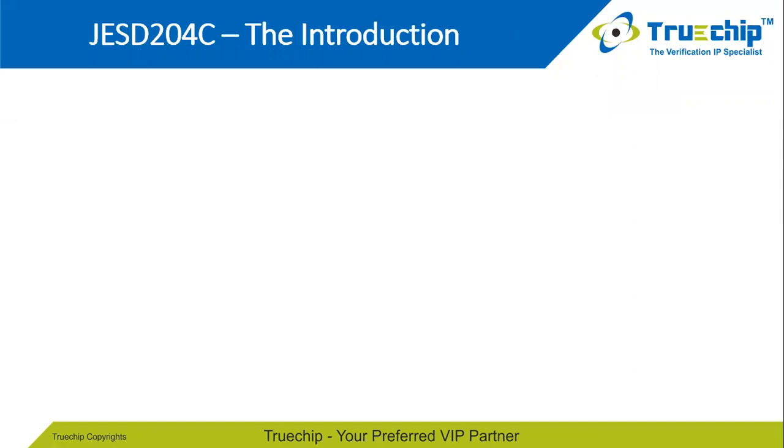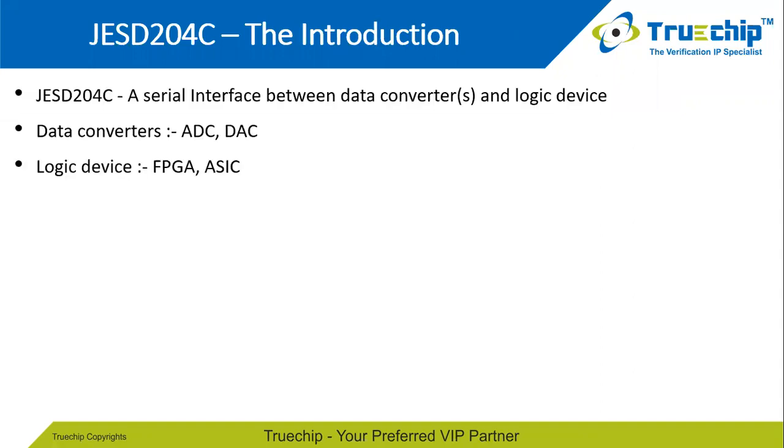There can be a single converter or multiple converters connected to a single logic device. Data converters include analog to digital converters or ADC, as well as digital to analog converters or DAC. A logic device can include an FPGA, ASIC, etc. When an ADC is used, it has to be connected at the TX side, with RX working as a logic device. And if a DAC is used, it has to be connected at the RX side, with TX working as a logic device.